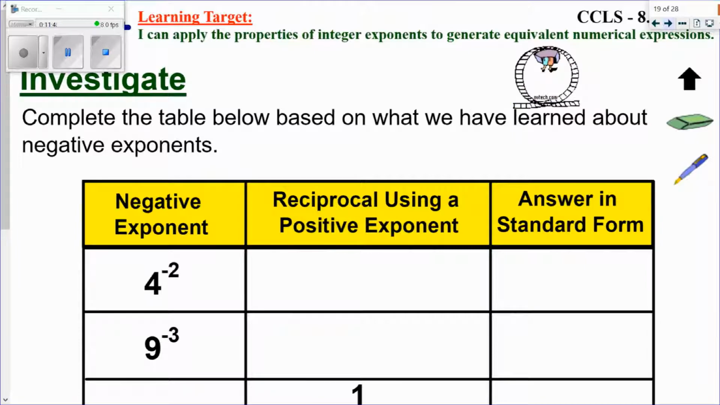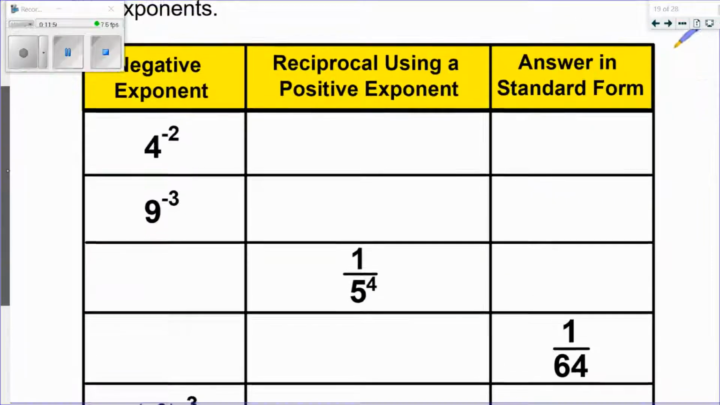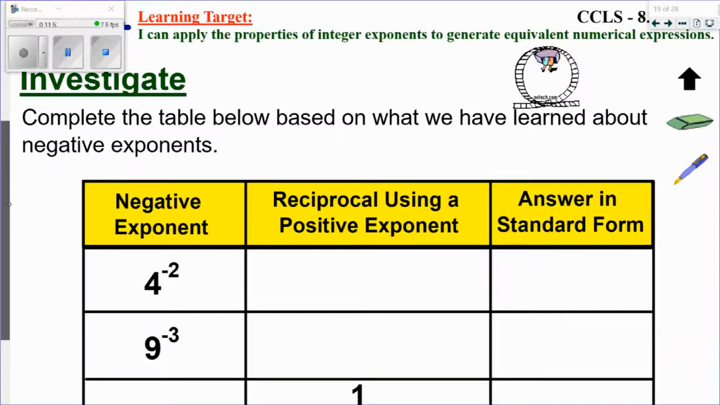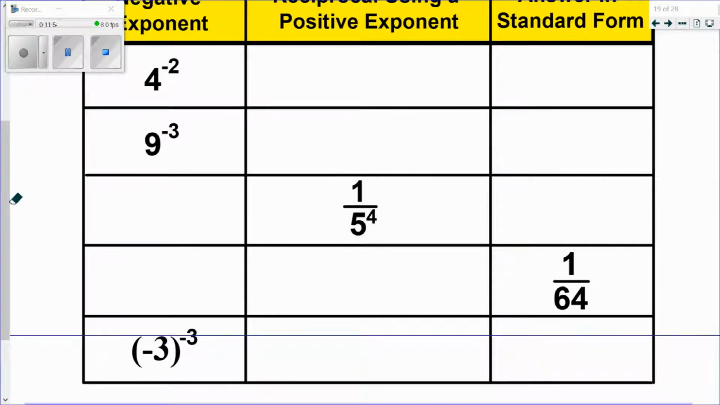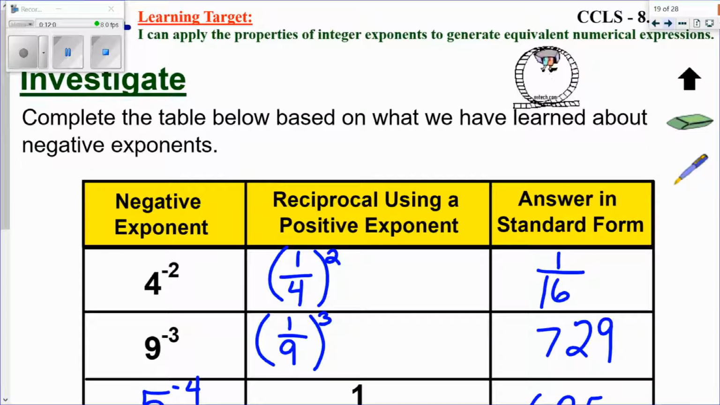Now, I'm going to tell you to pause, and we want to complete the table. So pause and you play when you're ready to assess yourself. So here are the answers. Assess yourself.